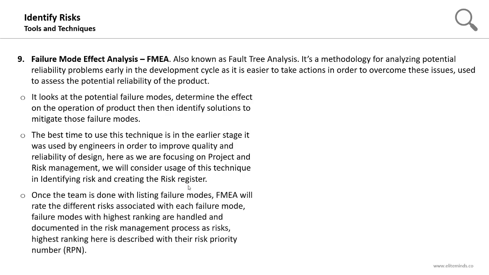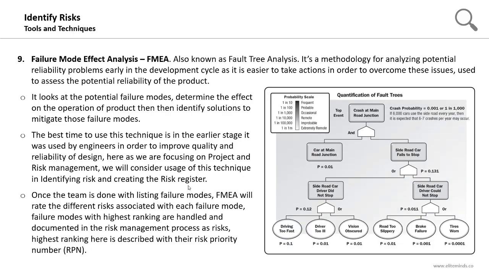Once the team is done with listing all the failure modes, which is the first step of applying this technique, failure mode effect analysis will rate the different risks associated with each failure mode. Failure modes with the highest ranking are handled and documented in the risk management process as risks. Highest ranking here is described with their risk priority number, which we'll be explaining later on, but here is an example of applying the failure mode effect analysis. For the exam, you just need to understand the high-level description of the failure mode effect analysis and how it's going to serve you while identifying the project risks.